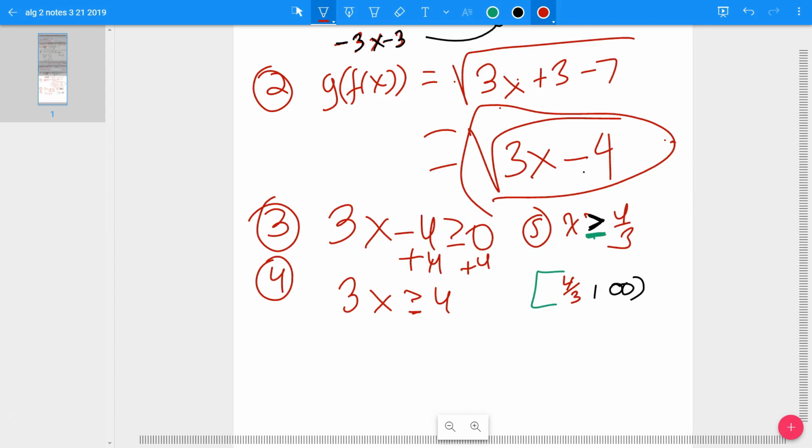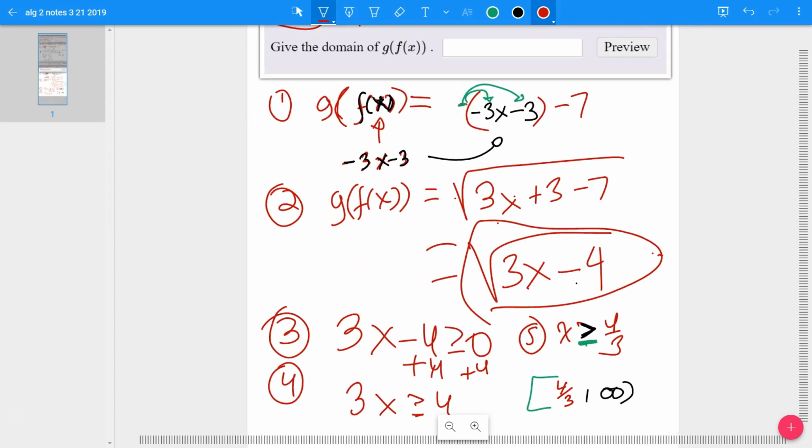So once that is obtained, then where it says give the domain of g of f of x, you put that in there. So you do that, the fraction, comma, and then positive infinity. Infinity, positive or negative, always parentheses. And that's it.